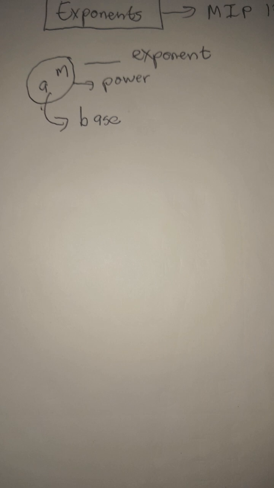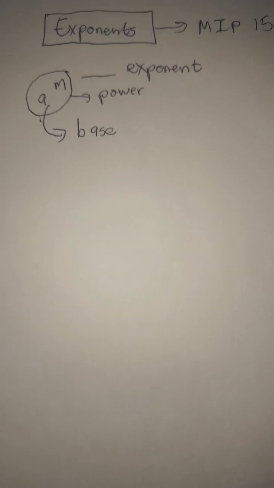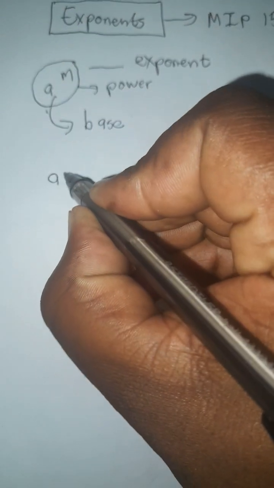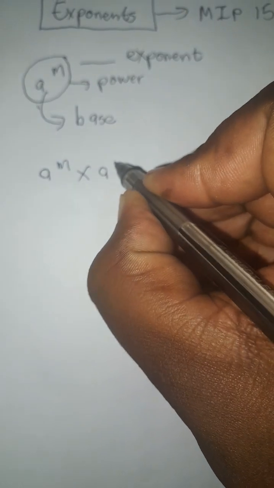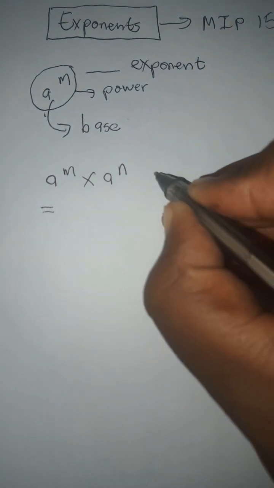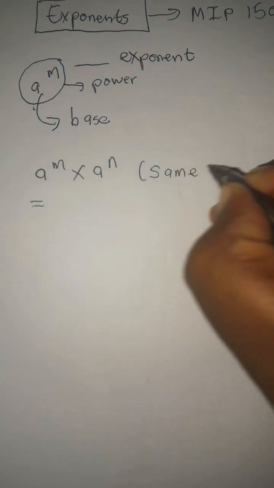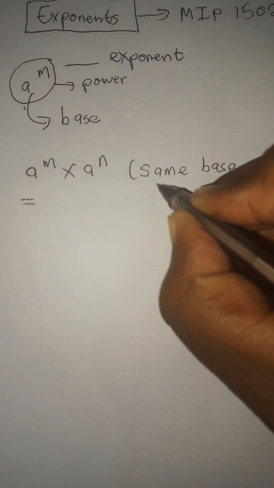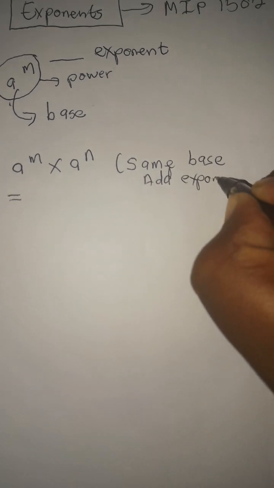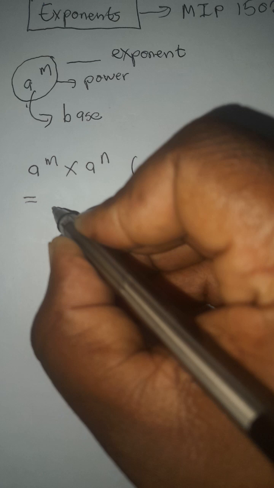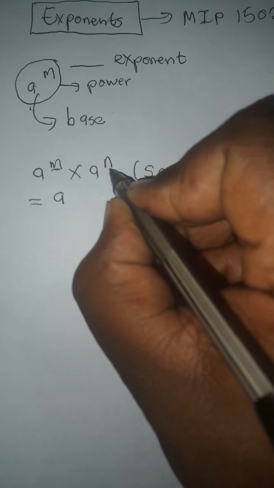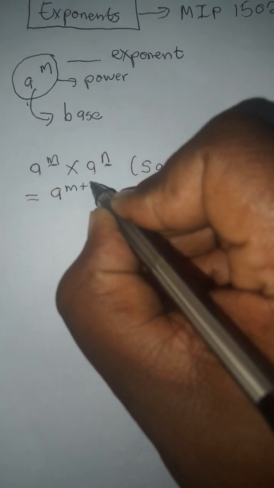The first law that you need to know is multiplying powers of the same base. When you're multiplying powers of the same base, let's say I'm having a to the power of m and a to the power of n. When the bases are the same, you add the exponents. I want you to note this. Same base, you add the exponent, meaning that I'm going to take the same base, which is a, then I'm going to add m and n. So this will be a to the power of m plus n, right?